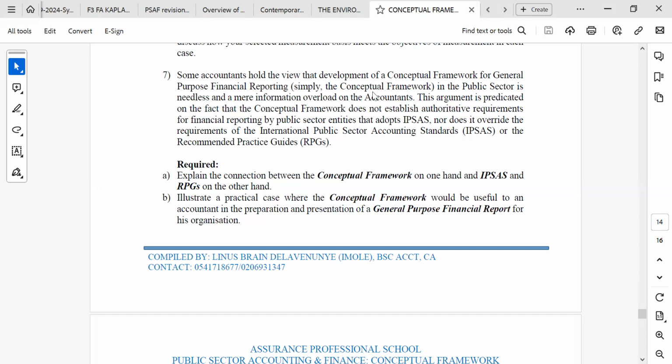Well, I also think, back to what my colleague said, when you explained the authority of the conceptual framework, you made a point that the IPSAS or RPG does not necessarily deal with every financial reporting issue. That's where the conceptual framework comes in as a sort of guidance in dealing with issues that are not captured by IPSAS or the RPGs.